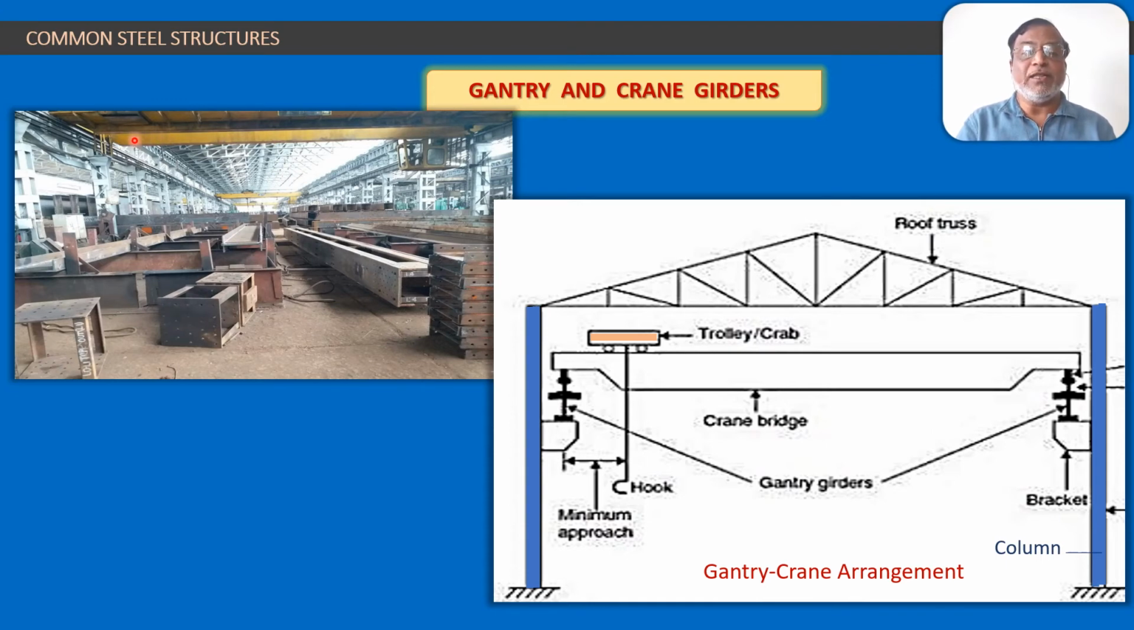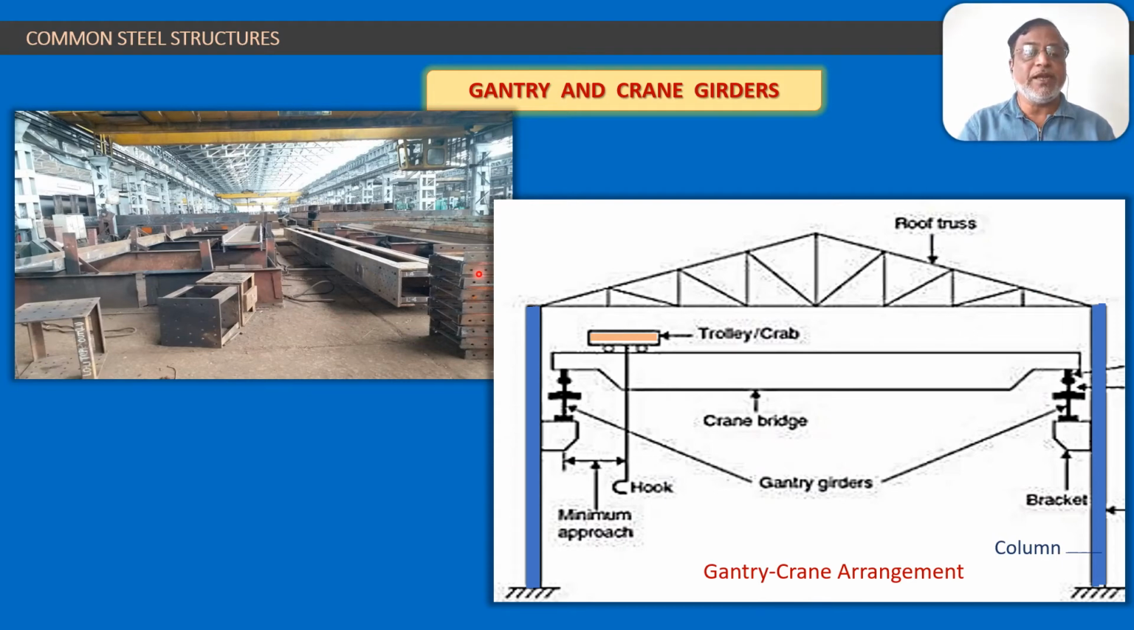Why is it called a crane girder? It is called a crane girder because it is carrying a moving crane on it. A girder is a type of beam, a heavy beam, and usually a steel beam is called a steel girder. Now this crane girder, you can see the same diagram here.